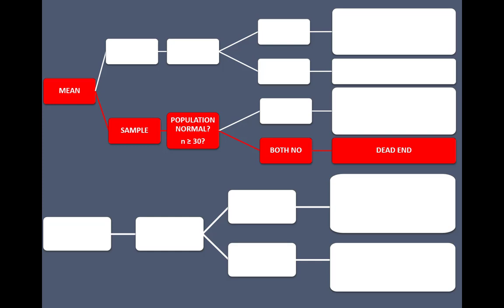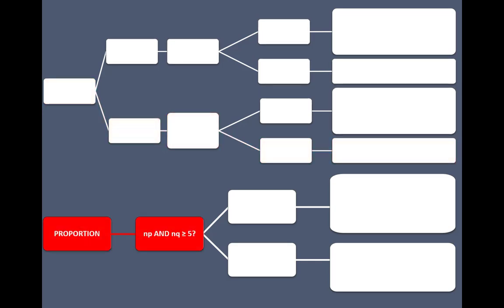Well, let's look at the root now, where if right off the start of the question, we said that this was a proportion question. So remember, a proportion question is one in which we talk about success and failure. Does the item I'm looking at meet this criteria or not? What percent of the whole exhibits this trait? Okay, those are proportion questions.